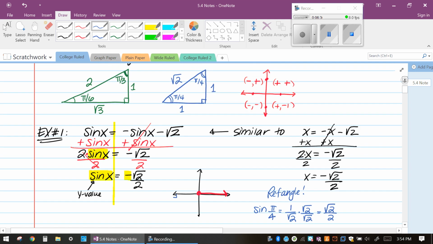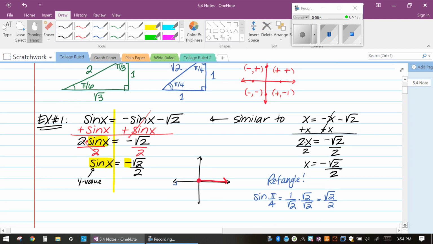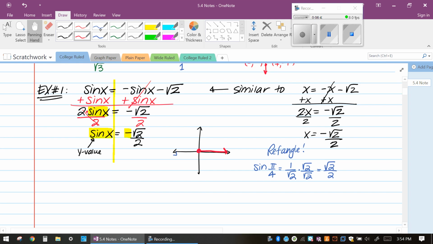Sine of pi over 4. Let's take a look up here. See? Pi over 4, not pi over 2. Pi over 2 is actually 90 degrees. Pi over 4 is 45. That's what I should be using.